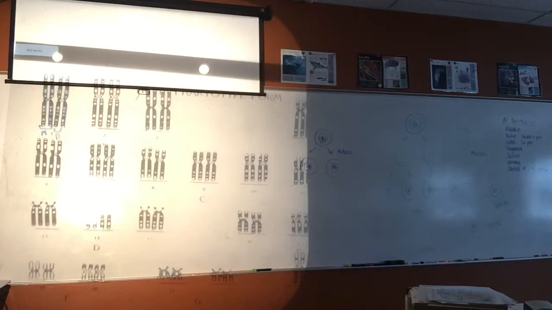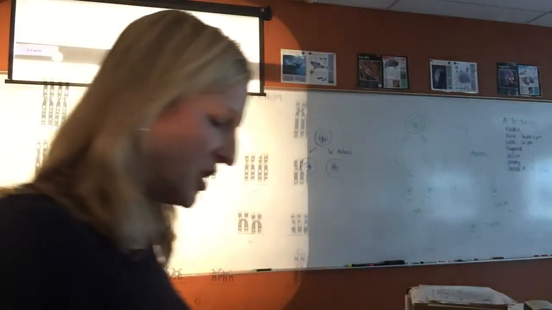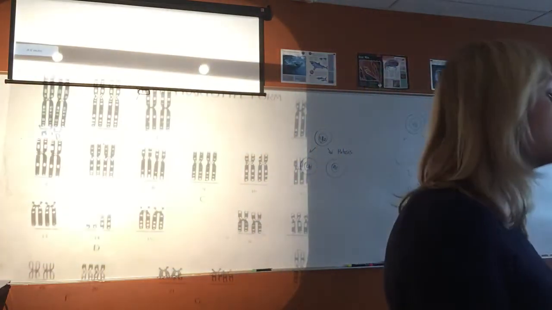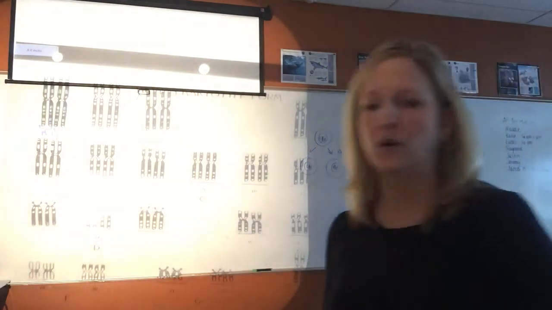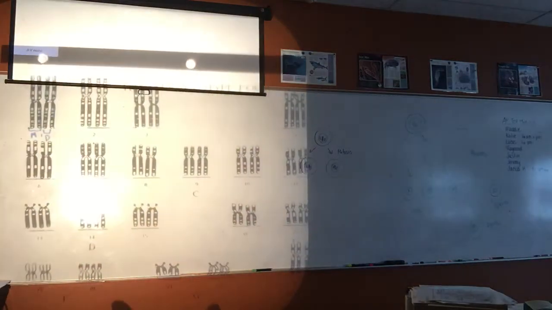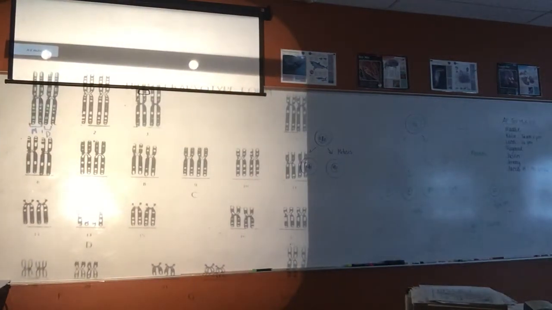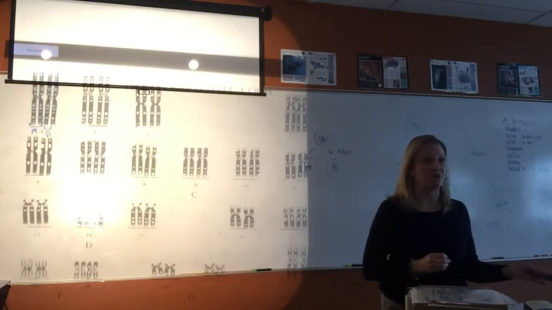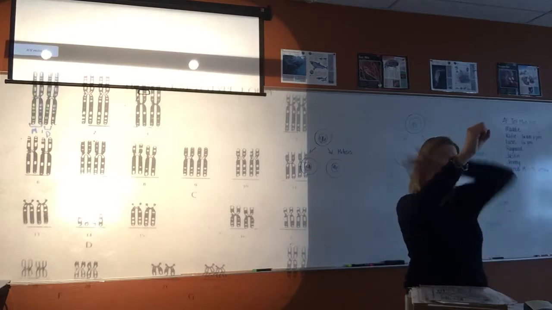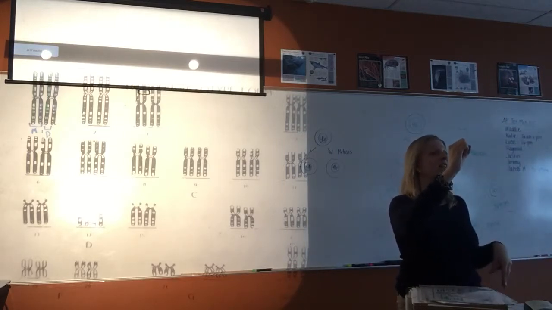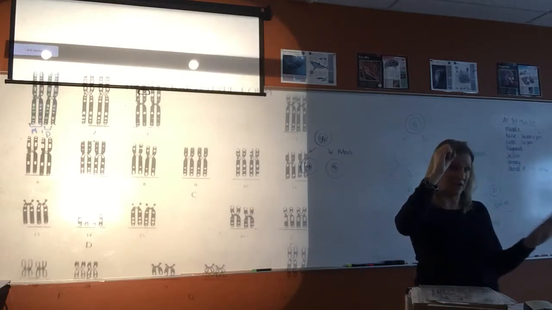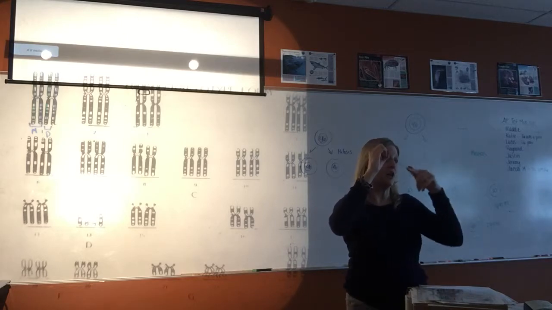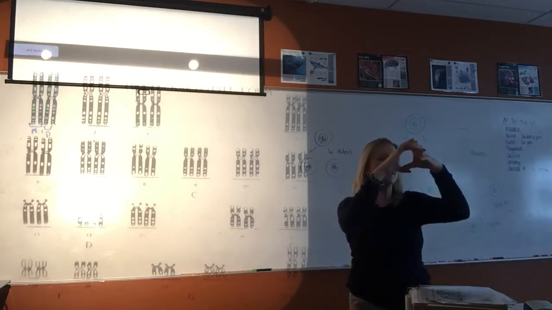And what they do is they order them, find the matches, and put them in order from largest to smallest. As an example of how they do this, they take a cell that's going through cell division and put it in a hypotonic solution. Where's the higher water concentration? Here's the cell, and the solution on the outside is hypotonic. The higher water concentration is in the hypotonic solution, so water will move from high to low, into the cell. The cell is going to swell up.